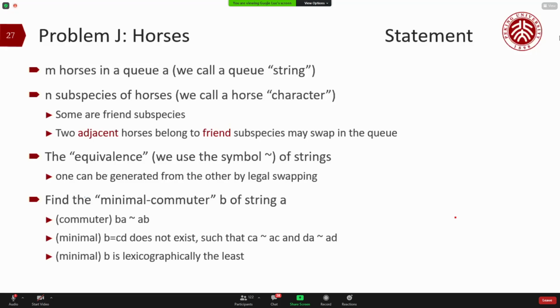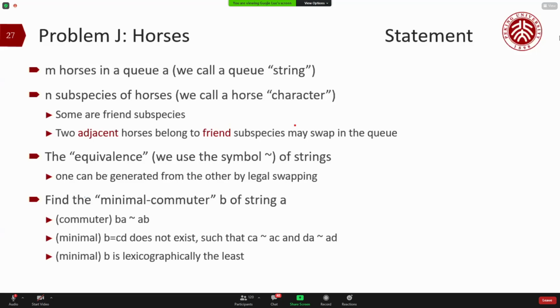So problem J, horses. There are M horses in a queue. To make it easier to understand, we call it a string. To represent the horses, we only use the type of subspecies of the horse as its name. So we do not have M labels, we only have N labels. There are N subspecies of horses, so we call a horse a character. So the queue is a string, and one horse is one character.